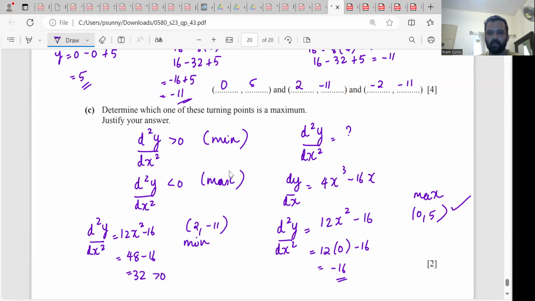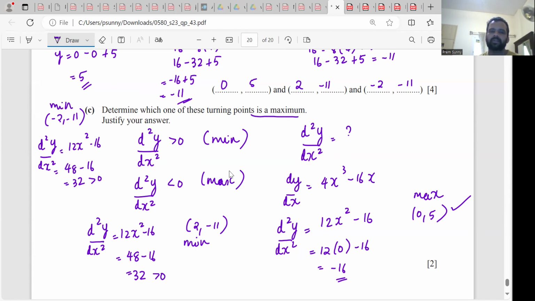Finally, we need to check for minus 2 and minus 11. So d square y by dx square, we know it is 12x square minus 16 and minus 2 comma minus 11. X is minus 2. So 12 into minus 2 the whole square is 4. So 12 into 4 is 48. 48 minus 16 is again 32, which is greater than 0. D square y by dx square, if it is greater than 0, this is also a minimum point.